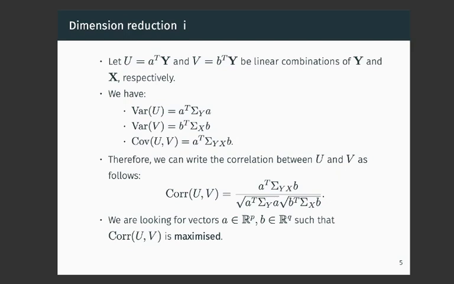It's going to be the ratio of the covariance divided by the square roots of the variances. And so we're looking for vectors A and B such that this ratio is maximized, so as large as possible. And it's important to note here that we're doing this in absolute value in some way, because if we're maximizing the correlation, anytime we have a negative value for the correlation, we could just replace A or B by its negative and then turn this into a positive correlation. So we're going to look at positive correlations without loss of generality.